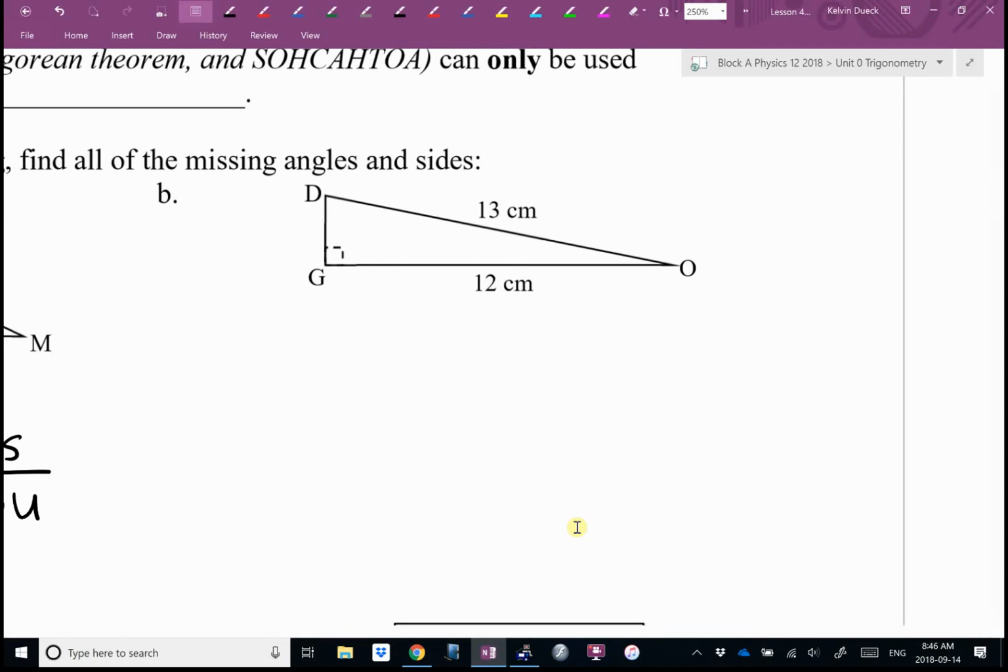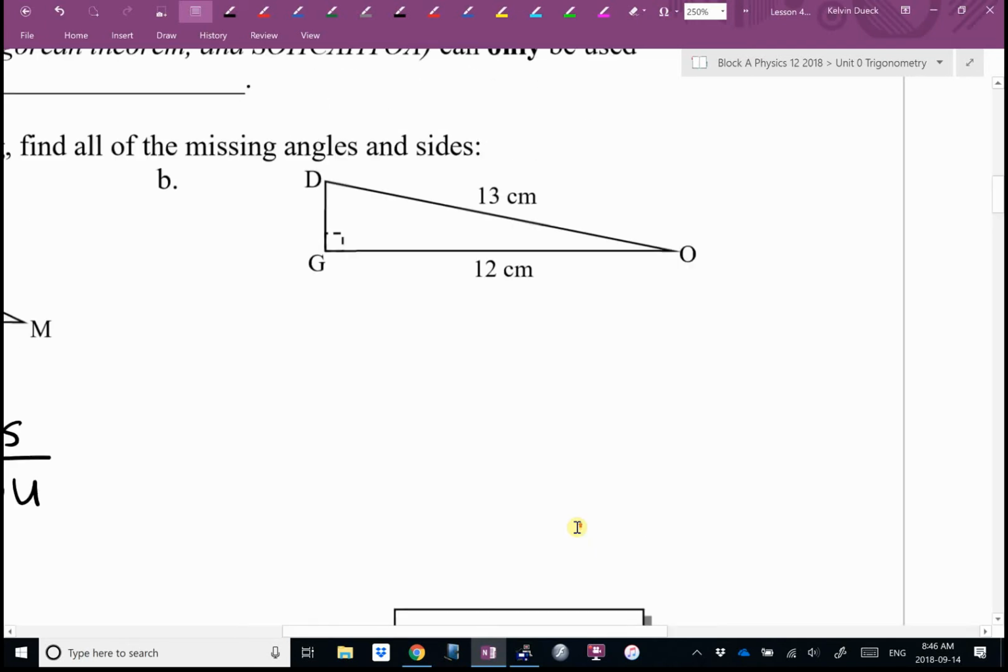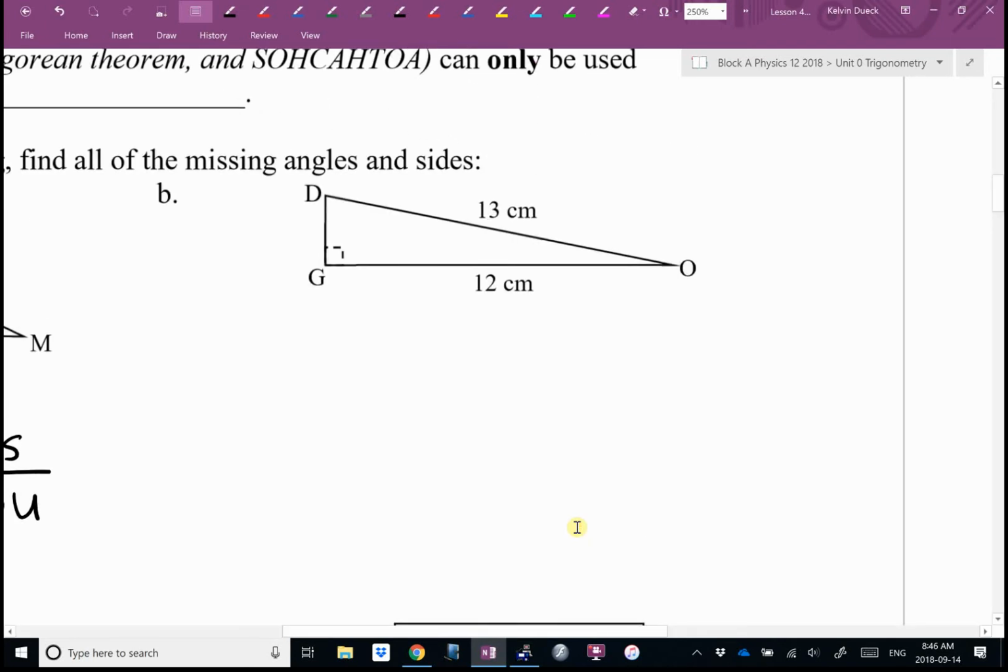Okay. B. Darwin, what do you want to find first? Oh, what does it ask us to find first? Oh, angle D? Yes?